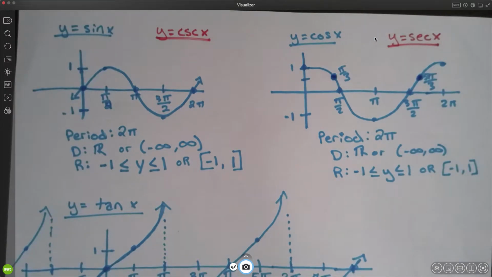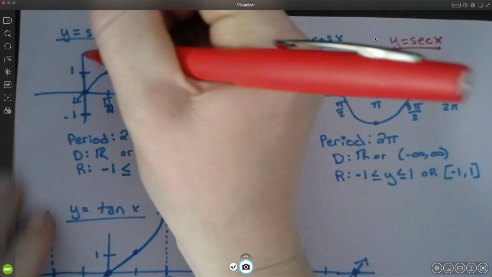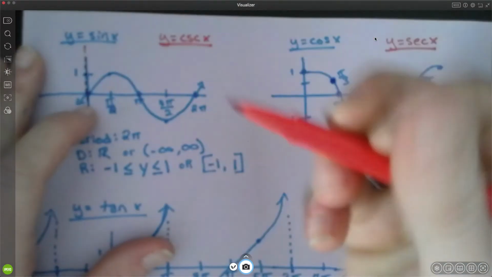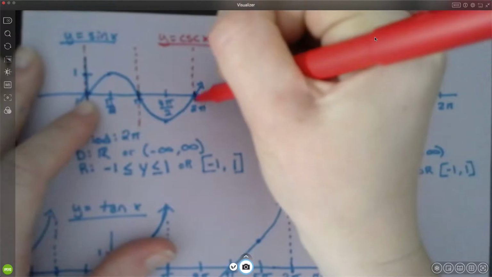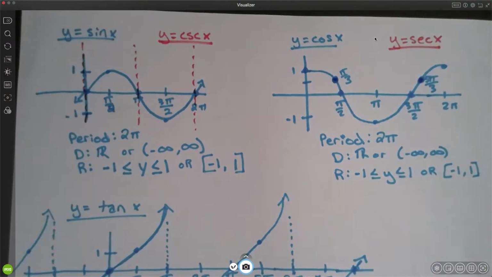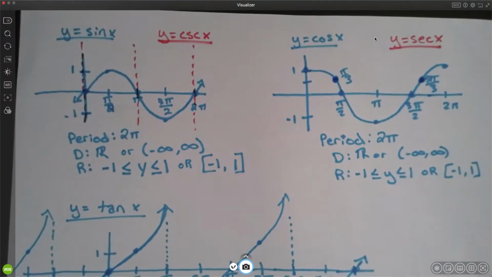When you are graphing cosecant, you really have to graph sine first. So this is what cosecant looks like, and it's pretty easy. Cosecant is going to have vertical asymptotes, and the vertical asymptotes will be where sine touches the midline. So your vertical asymptotes here will be at 0, pi, and 2 pi, and on forever to the left and to the right. There's where your vertical asymptotes are.